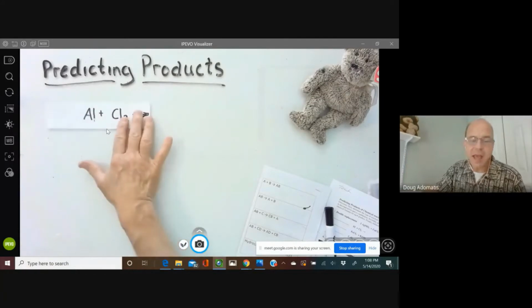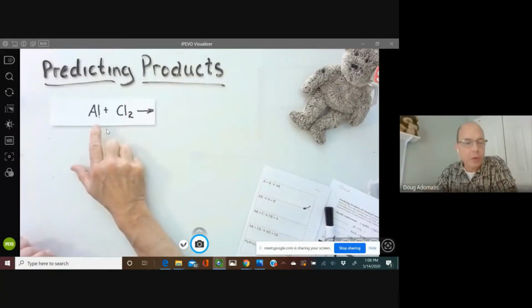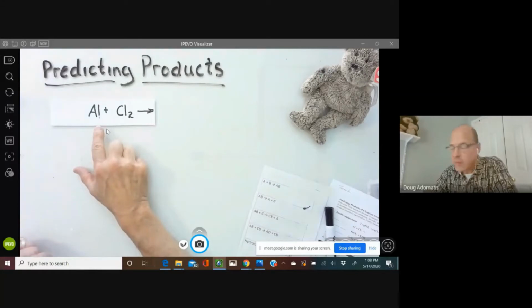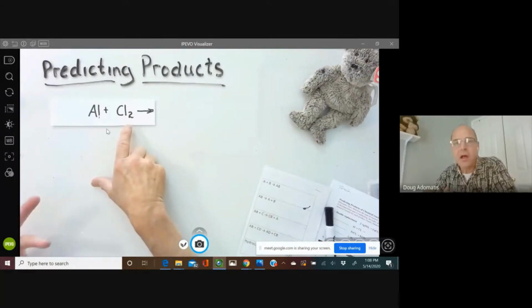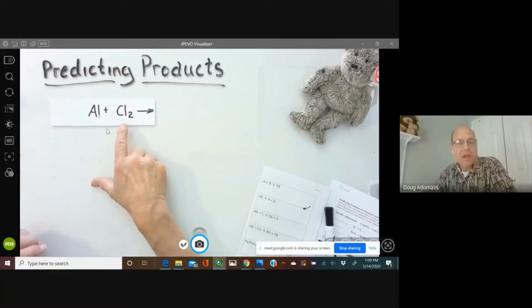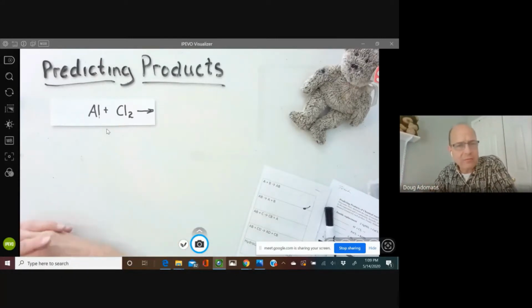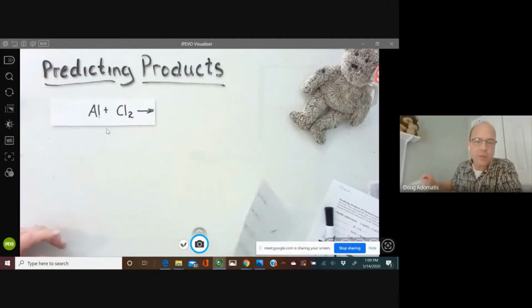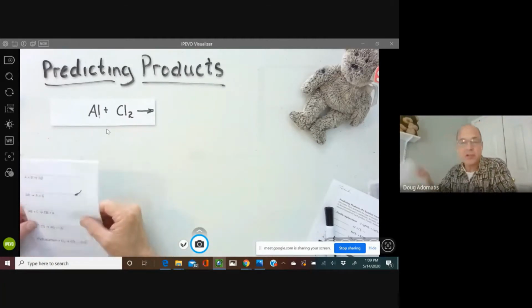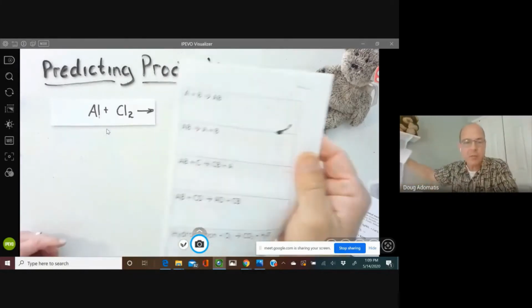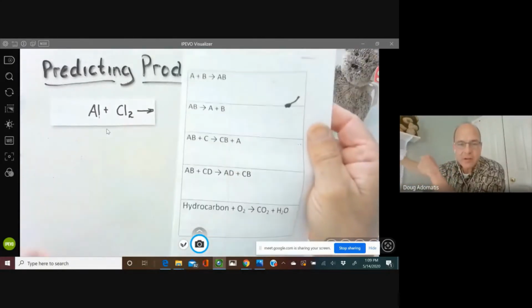Let's just say we've got some aluminum, maybe a little block of aluminum, and for some unknown reason, we've got a cloud of chlorine gas, which is not something you want to have around because it can kill you. But okay, this is just theoretically speaking, you had some aluminum in some chlorine gas, right? Now, what would happen? So what I've asked you to do in order to predict what would happen is to take your model and look at these patterns of A's and B's.